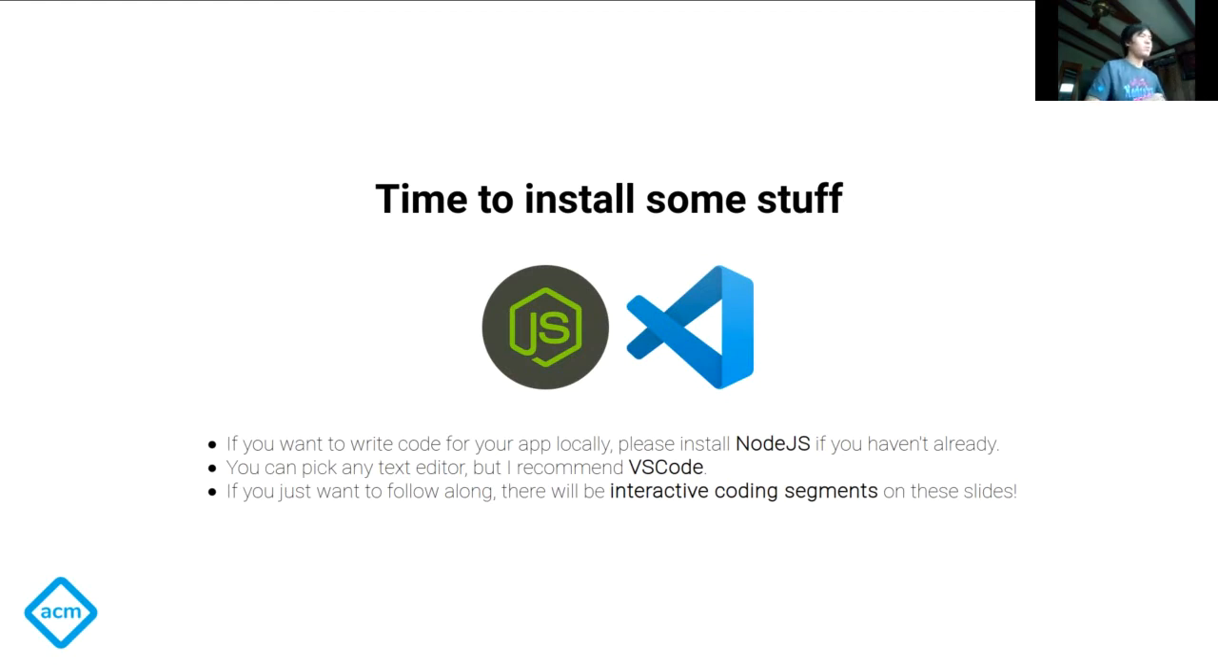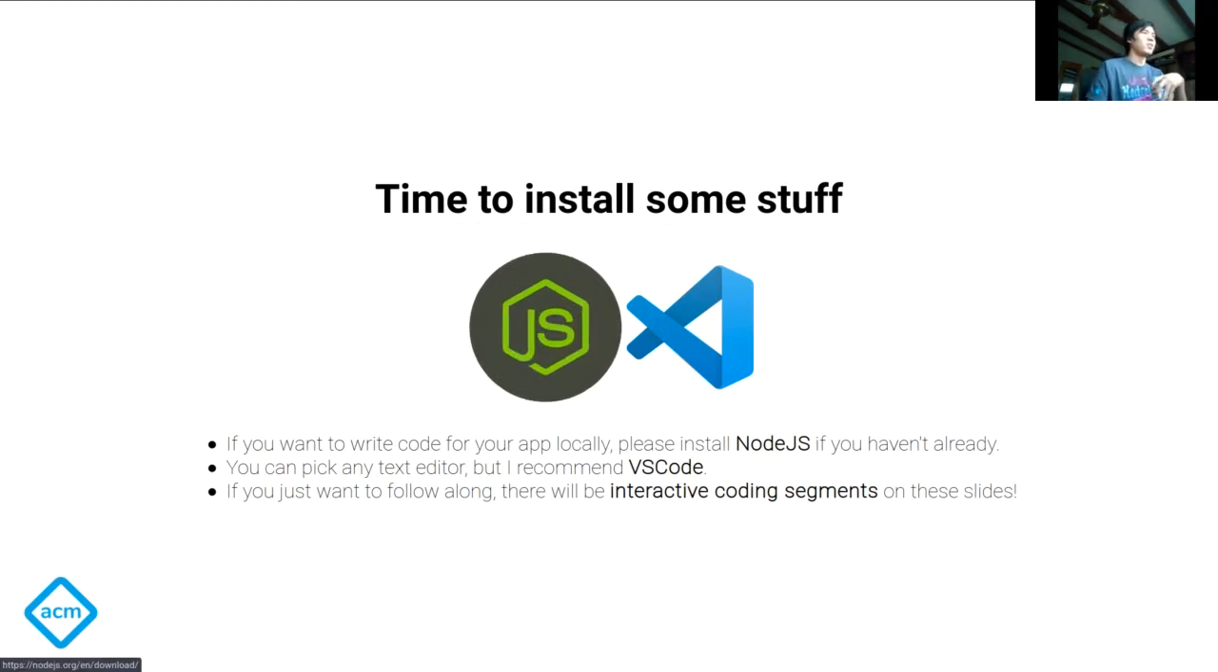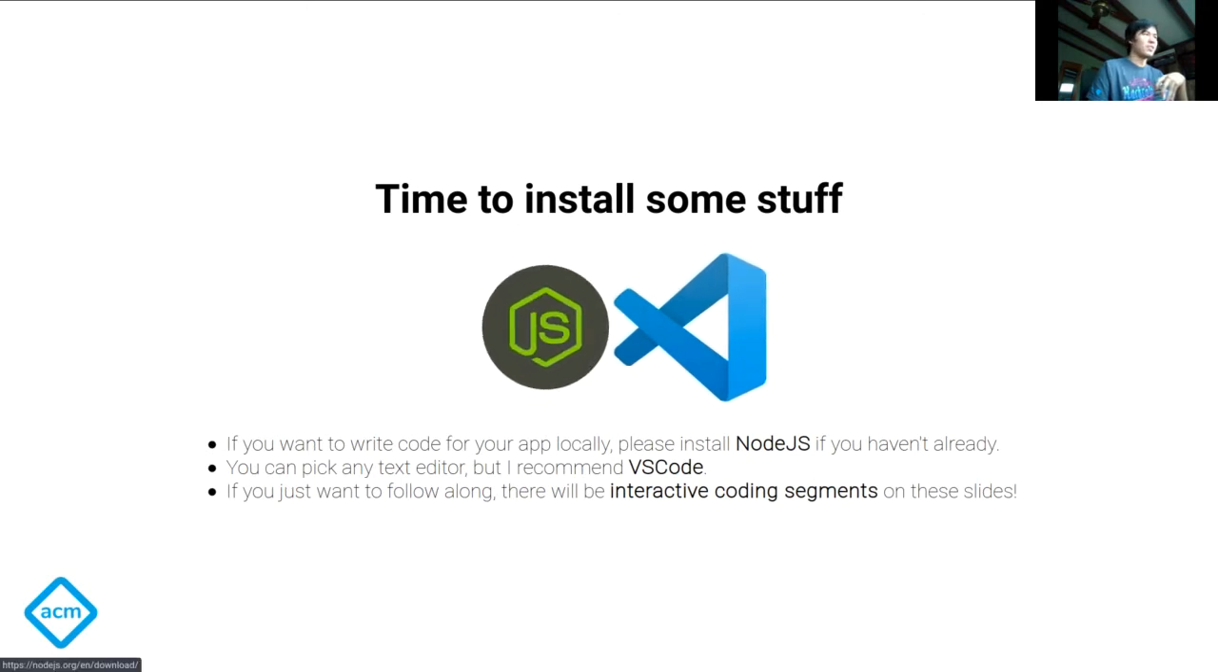And so these are the only things you need to install. We need Node.js and any kind of text editor. Now you don't need to actually install these for the workshop right now, because we're going to have interactive coding segments throughout the workshop. But if you're following along on the slides, if you click these buttons here, they're going to take you to the website.